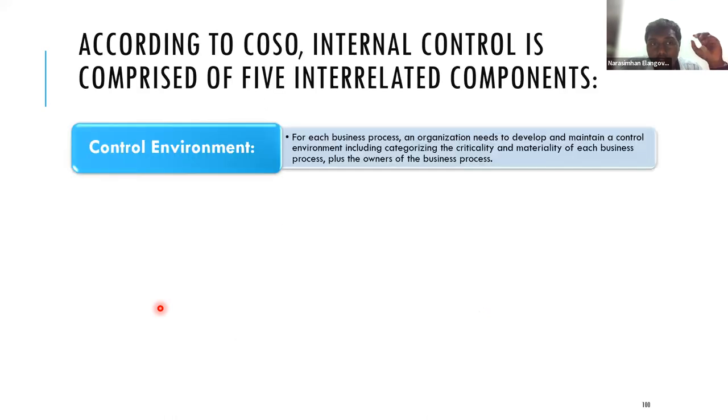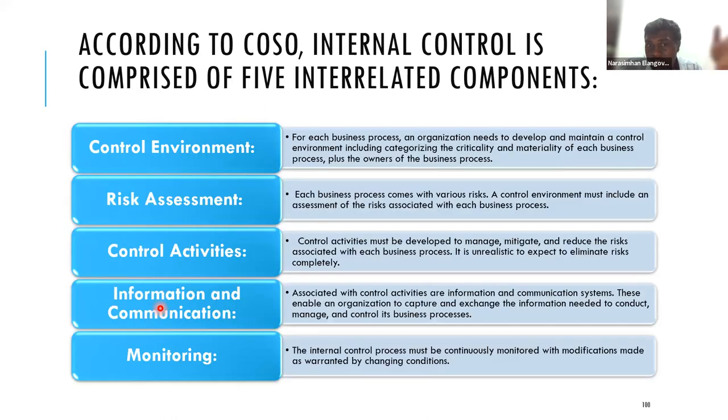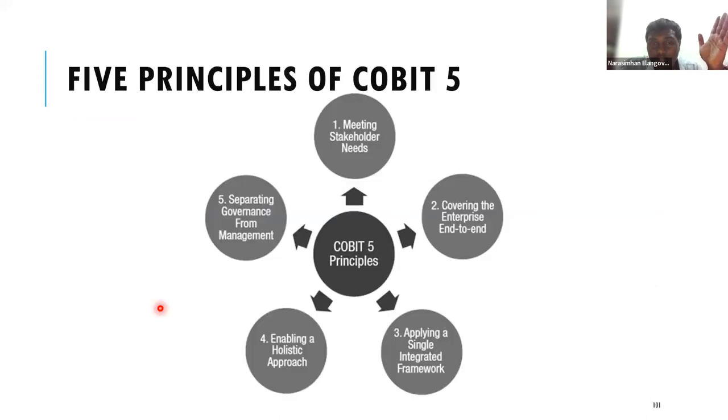Next thing. According to COSO, I think I already mentioned, these are the five things we already discussed. I'm not spending too much time. Quickly jumping ahead to COBIT 5. COBIT 5 is there in the old syllabus. COBIT 2019 is there in the new syllabus, right? Please be very, very clear, right?